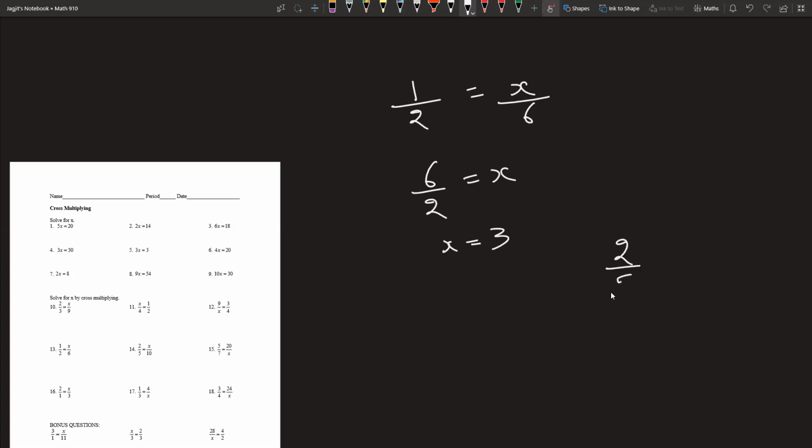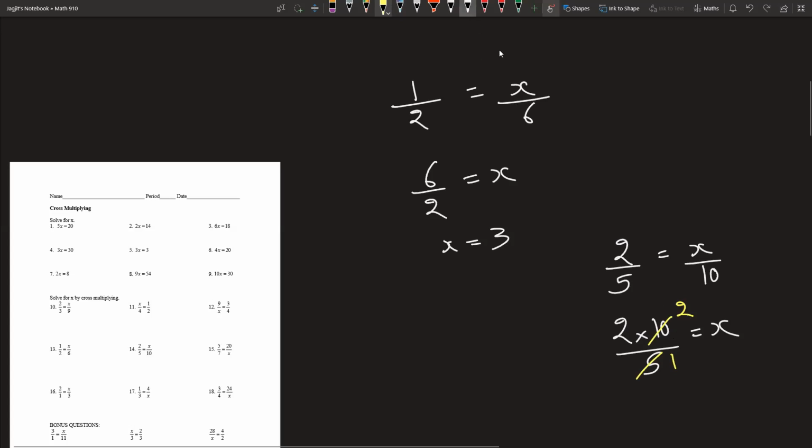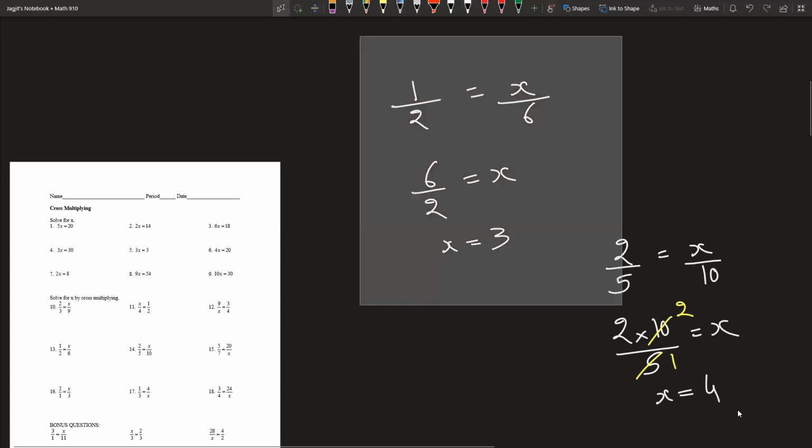Once you do a few questions, it's quite simple. Now, what if I give you 2 over 5 is equal to x over 10. So this 10 goes across, and it lands at the top. Okay, now 10 over 5, you can simplify that, guys. Both of those numbers can be divided by 5. 5 divided by 5 is 1. 10 divided by 5 is 2. So x is just going to be 2 times 2, which is 4. Are you guys following it so far?